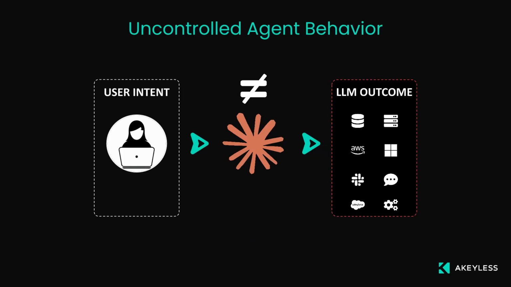Now, let's move to the problem of uncontrolled agent behavior. Current approaches enable securing authentication and access, but they were not designed for autonomous AI agents. User intent does not equal LLM behavior in practice, which makes the outcome unpredictable and leaves your systems exposed to destructive actions by the LLM.